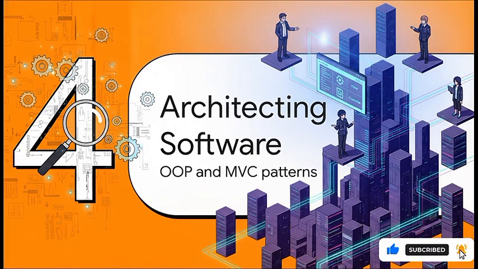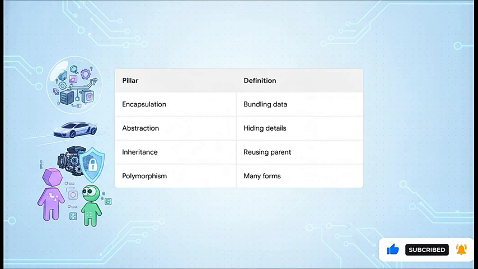Moving to Section 4, Architecting Software with OOP and MVC. Let's zoom out from those microscopic algorithms and look at the macroscopic structures that hold massive web apps together. When you're building really large-scale software, Object-Oriented Programming, or OOP, gives you structural integrity through four main pillars.